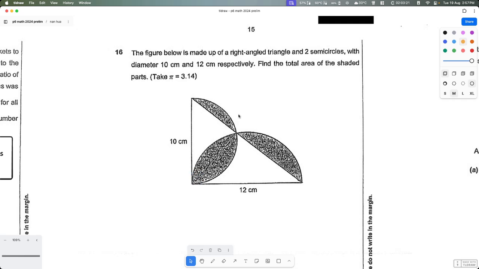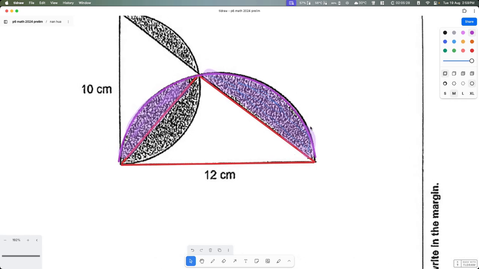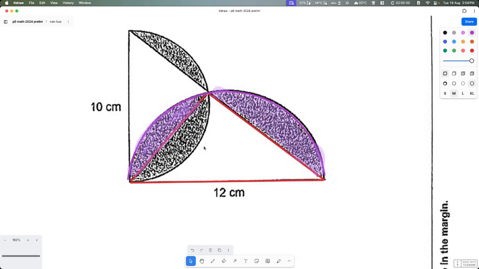That's what we see over here. So how do we do this? First, let's focus on the 12 centimeter semicircle. If you can see over here that there is this 12 centimeters, and then we know that this is the semicircle. If we can get the area of the triangle, we are able to get this. And it's also the same with the 10 centimeter as well.